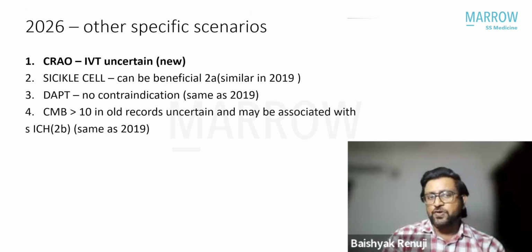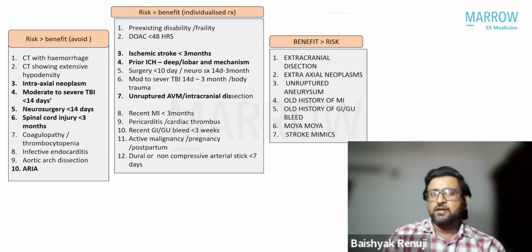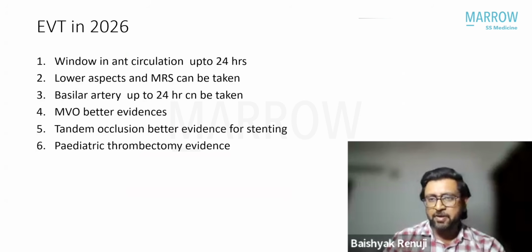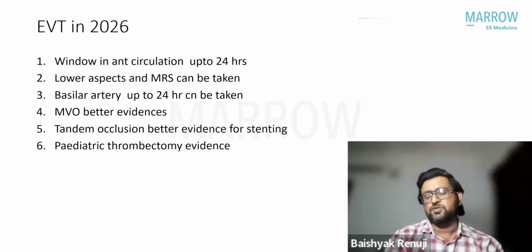So the specific scenario we have discussed, CRVO, IVT is uncertain, is a major takeaway. Then the 10 major contraindications are these: CT with hemorrhage, CT showing extensive hypodensity, intracranial neoplasm, all those things you have to remember. Then EVT in the 2026 new update: the window for anterior circulation is basically 24 hours, previously also there, but the evidence is much better. Lower ASPECTS, lower mRS can be taken, up to 0 can be taken. Basilar artery, previously there were no guidelines, but now basilar artery up to 24 hours, NIHSS more than or equal to 10, best evidence to do.